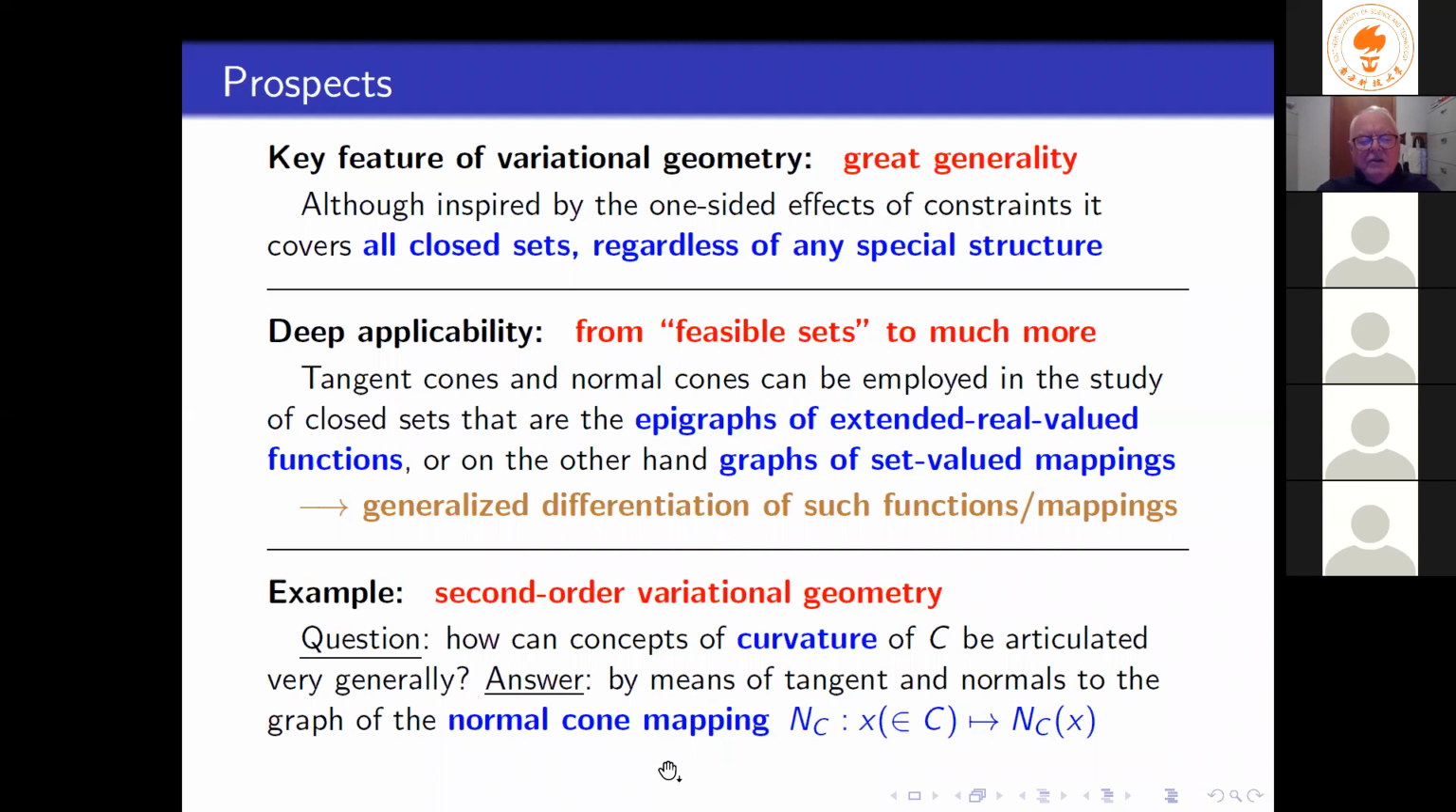So this is getting ahead of ourselves, but it is just to show how, once you get a firm foundation for the basic variational geometry of tangent and normal vectors, there are endless things that you can do beyond that.